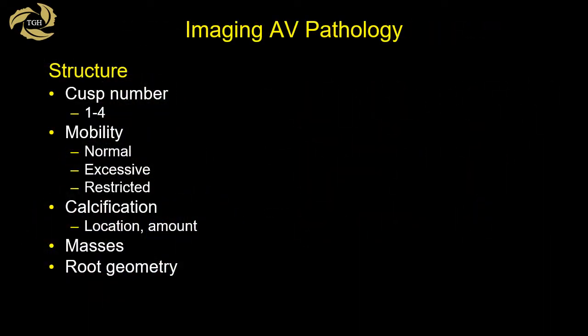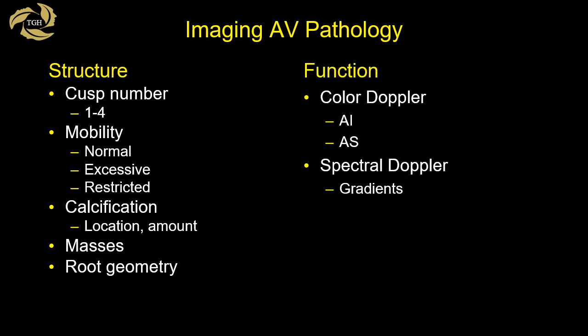So what do we look for when examining the aortic valve for pathology? First, we can look for the structure, including the number, mobility, presence of calcification or masses, and root geometry. Second, we can look at function in terms of color Doppler for aortic insufficiency or aortic stenosis, and spectral Doppler for pressure gradients.